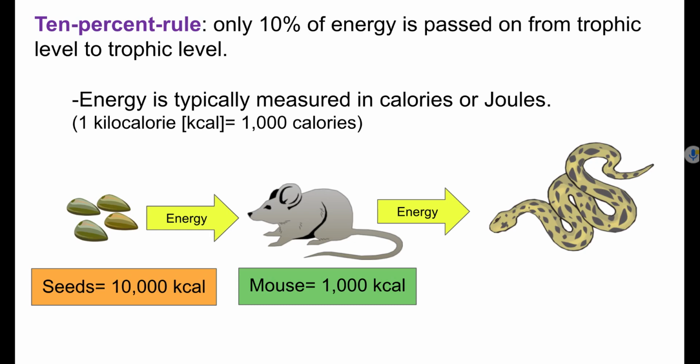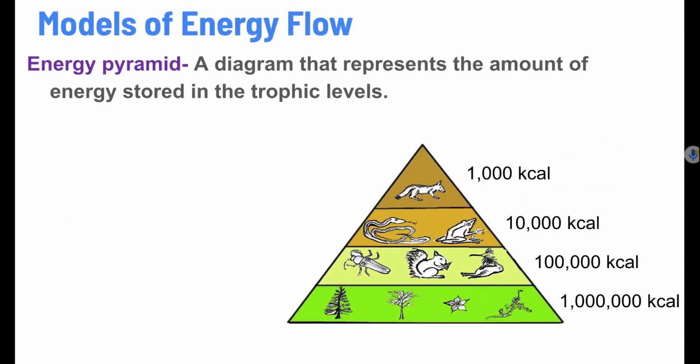That's why I've written 1,000 kilocalories here under the mouse. Similarly, the snake will only get 10% of the energy in the mouse when it eats the mouse. 10% of 1,000 is 100. So the snake will only get 100 kilocalories when it eats the mouse.